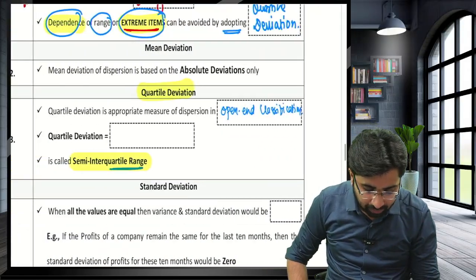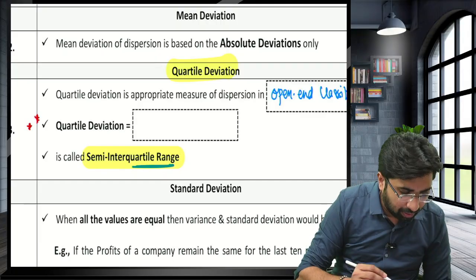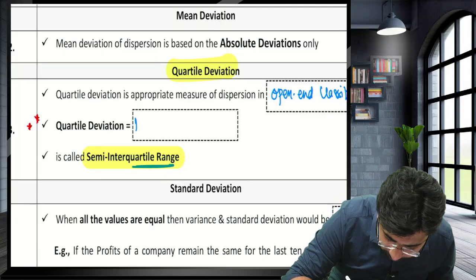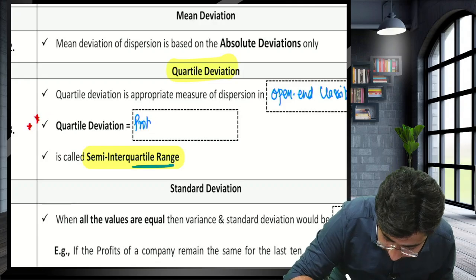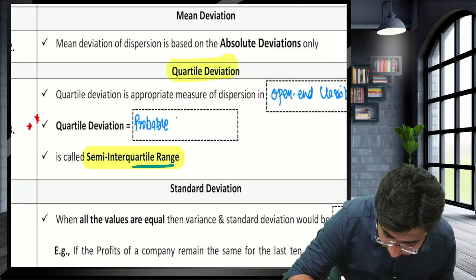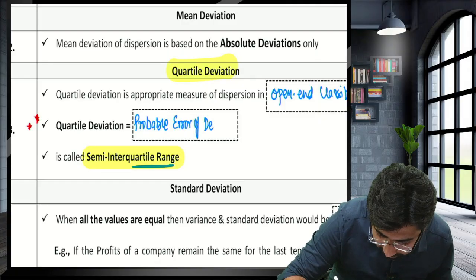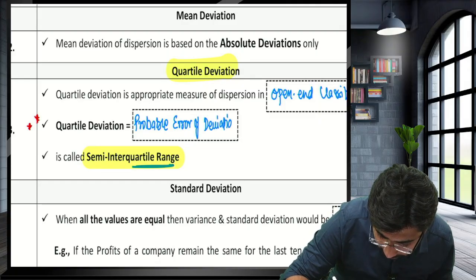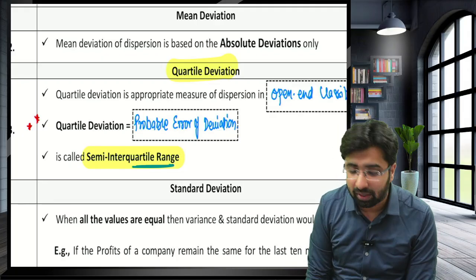Now, this is the point that you have to retain. Quartile deviation is equal to probable error of deviation. Quartile deviations are also known as probable error of deviations.